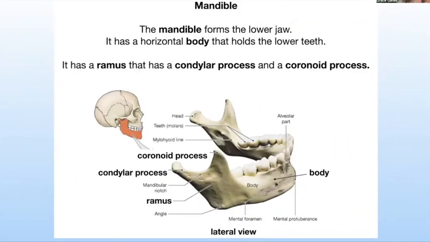Okay, now moving on to the mandible. The mandible forms the lower jaw. The mandible has a horizontal body and a ramus, and the ramus has a condylar process and a coronoid process. The condylar process is posterior and the coronoid process is anterior on the ramus.